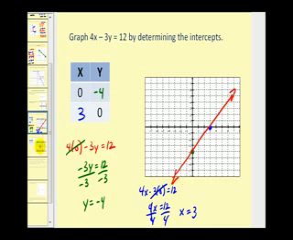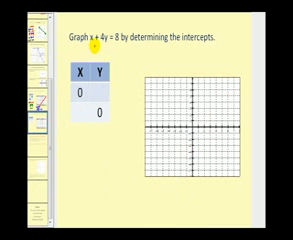Let's go ahead and try another one of those. Now we want to graph x plus 4y equals 8. Let's see if we can skip a step on this one. To find the y-intercept, we set x equal to 0. So if x equals 0, we'd have the equation 4y equals 8. So we divide by 4, and we have the y-intercept is equal to 2.